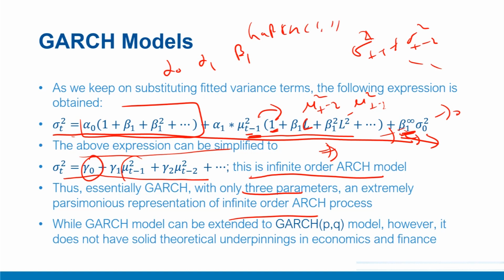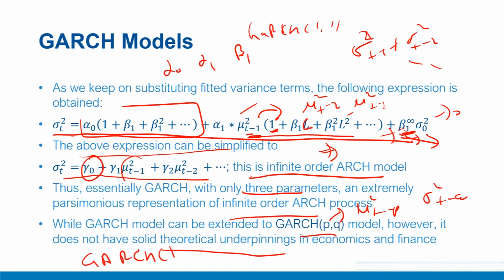And this is the very reason that while this model can be extended as GARCH-PQ as well, where you have p order of mu square t minus 1, that is mu square t minus p, and sigma square t minus q, in general there is no theoretical underpinning for this kind of model in economics and finance, and a GARCH-11 kind of model is more than capable enough to model most of the series in economics and finance. Because of this extremely parsimonious nature, the chances of these coefficients turning negative are very less, and it provides a considerable improvement over the ARCH family of models because it captures an infinite series of ARCH model with just a simple GARCH-11 specification, generalized ARCH.